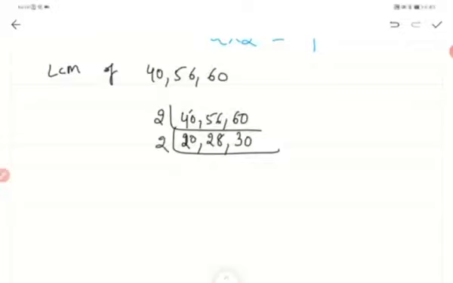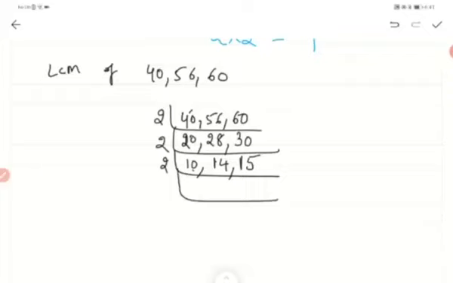Then 10 2's are 20, 2 1's is 2, 2 4's are 8, 2 5's are 10. Further, with 2 you can do again: 2 5's are 10, 2 7's are 14, and 15 is not divisible by 2, so you write 15 as it is. After that, with 3 you can take this 15, but 5 is not in the 3 table, so take 5 as it is.